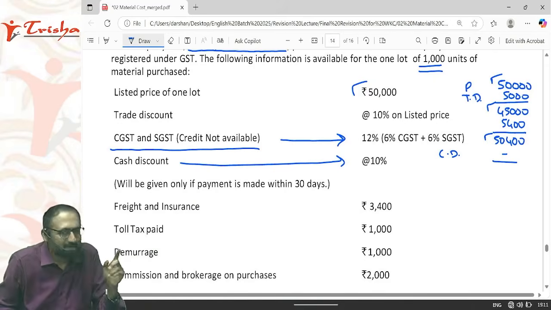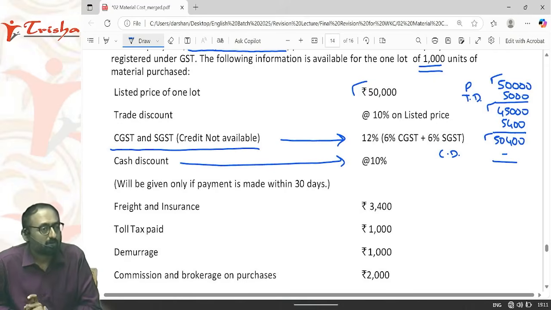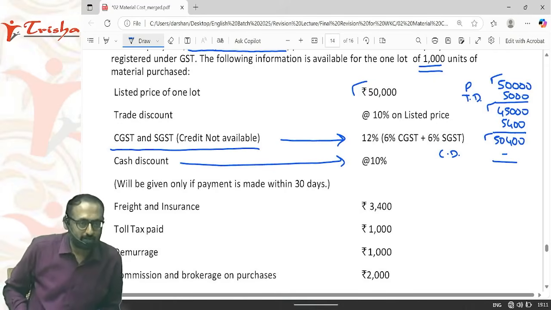Everyone, Sarji. Last batch students, tell me the answer. This batch students, I have already told. Sir, cash discount 10% is applicable on which amount? 50,000, 45,000 or 50,400? Means which price? Any answer? Cash discount is applicable on which amount? Yes, sir. Concentrate.